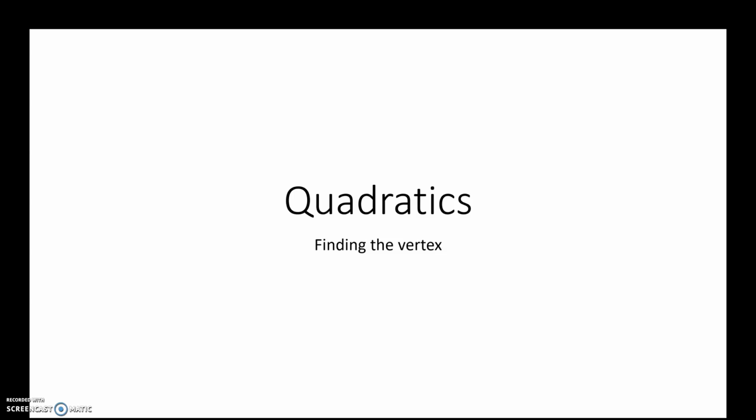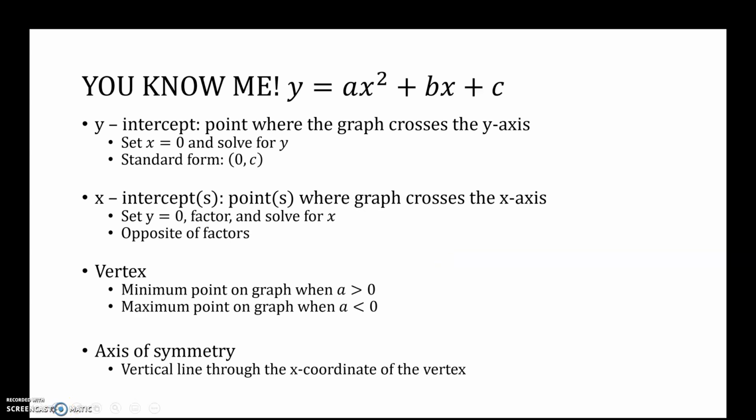Okay, so we're going to continue our study of quadratics, and today we're going to find the vertex. All right, so let's talk about what you already know. Standard form, ax squared plus bx plus c. We know the y-intercept is the point where the graph crosses the y-axis. We find this by setting x equal to 0 and solving for y. When a quadratic is written in standard form, the y-intercept is the point (0, c).